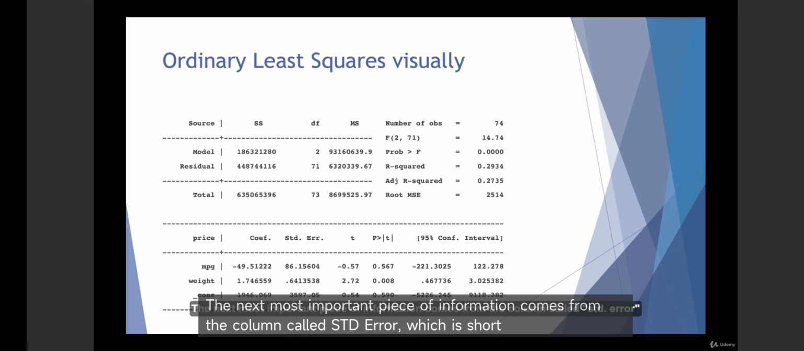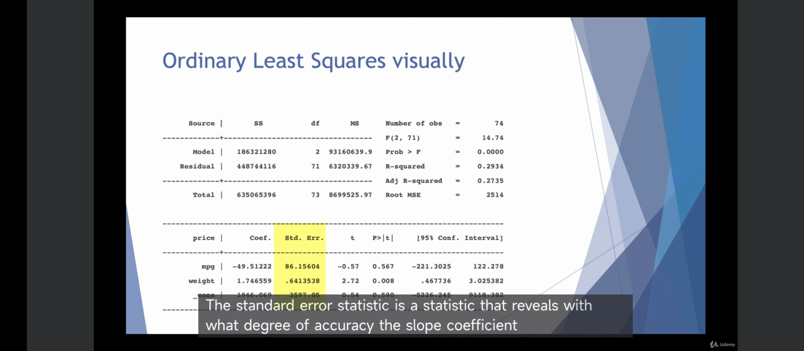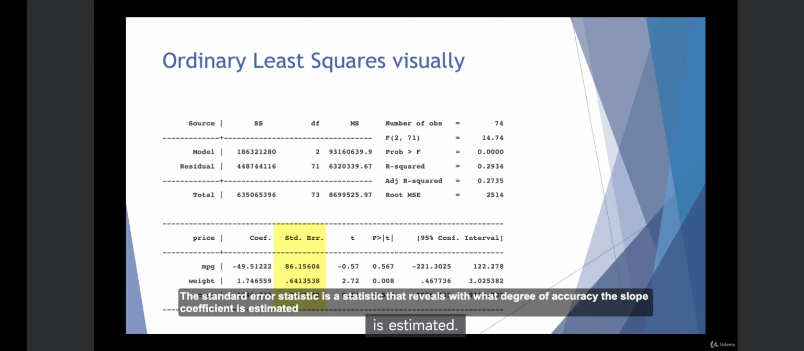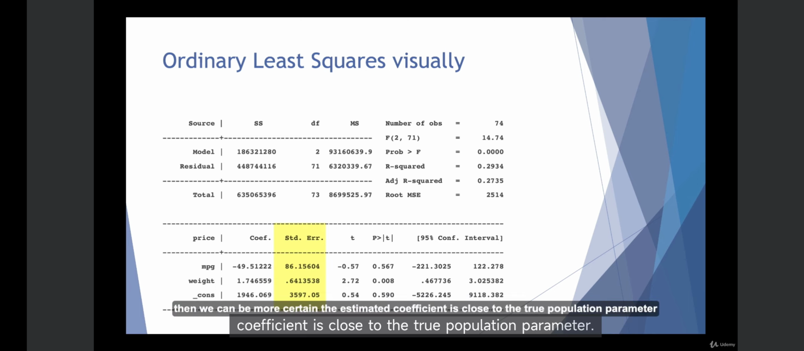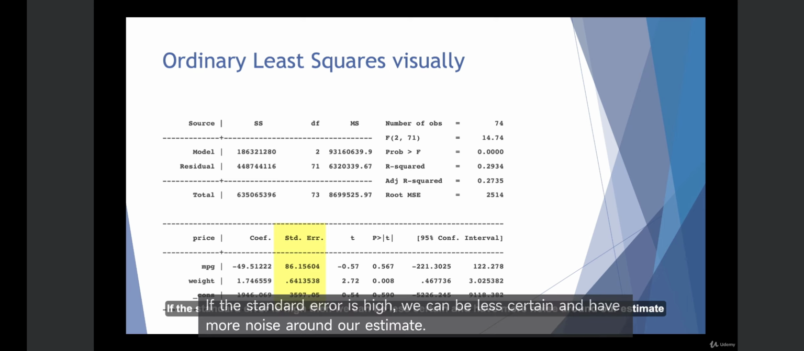The next most important piece of information comes from the column called STD error, which is short for standard error. The standard error statistic reveals with what degree of accuracy the slope coefficient is estimated. If the standard error is low relative to the coefficient, then we can be more certain that the estimated coefficient is close to the true population parameter. If the standard error is high, we can be less certain and have more noise around our estimate.